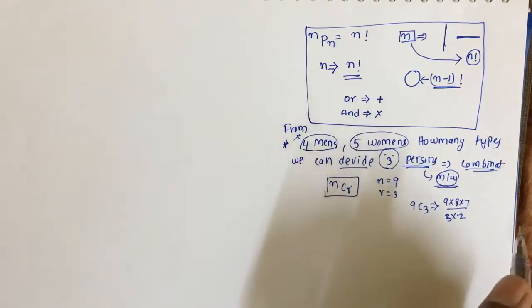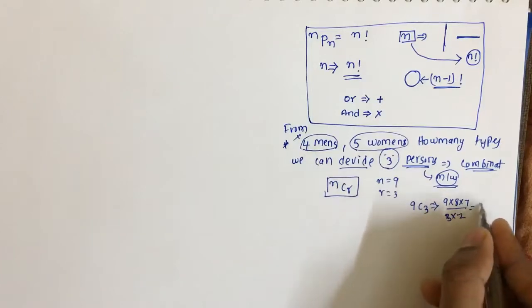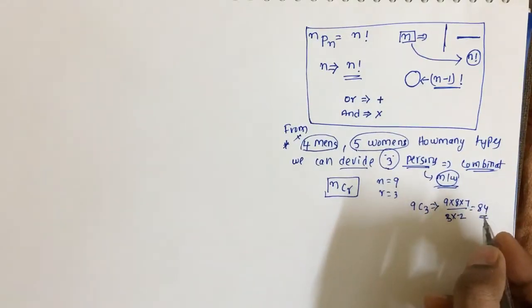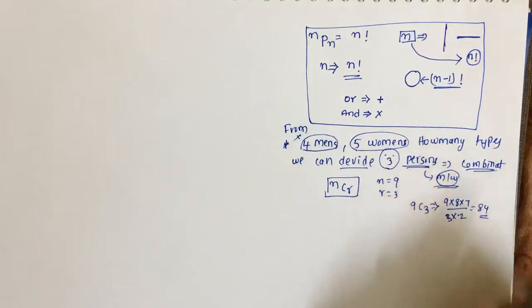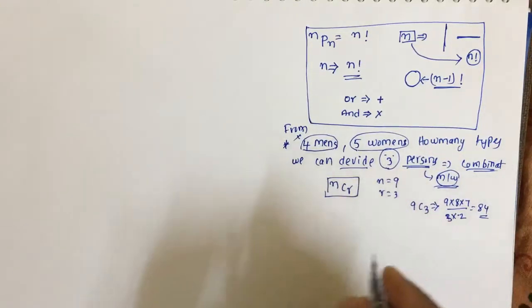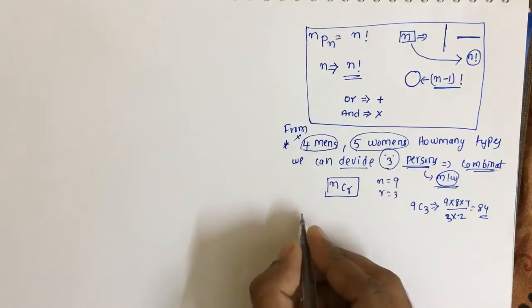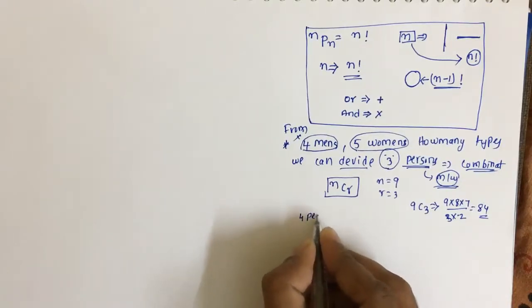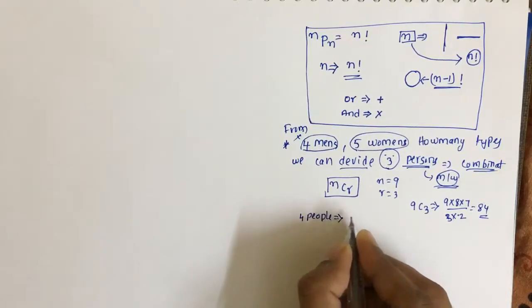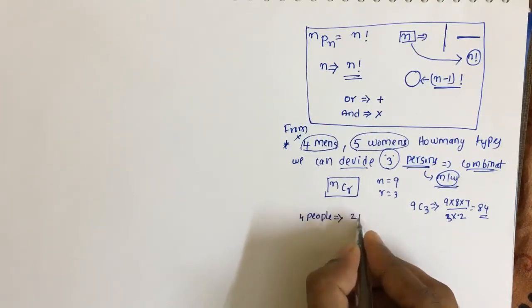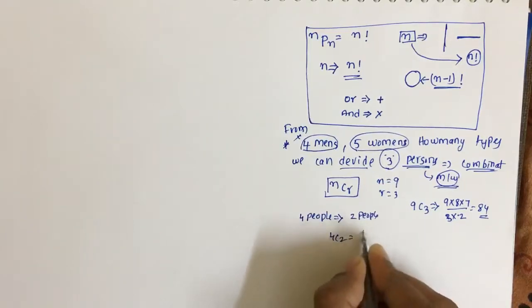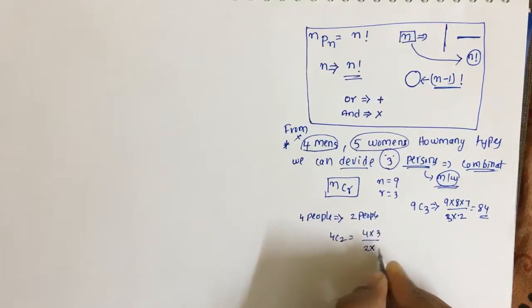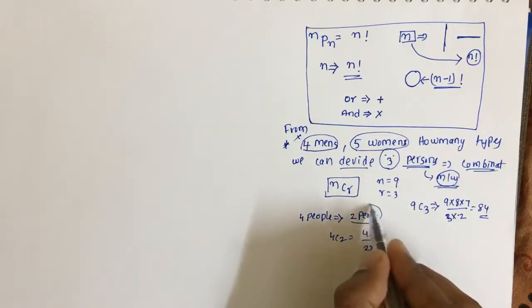If you are not understanding this question, you had better first watch my first part, then you can come here. In the first part I also solved one problem: 4 people are there, and in how many ways can you select 2 people? I wrote 4C2 and 4 into 3 by 2 into 1. Here they have asked only about people.